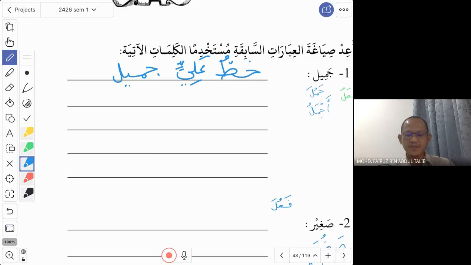Okay, now another person. We need to use the same word, khat again. Whose khat now? Osman. Khat Osman. What about Osman's khat? Osman's writing is also Jamil. Yes, khat Osman, Jamil.